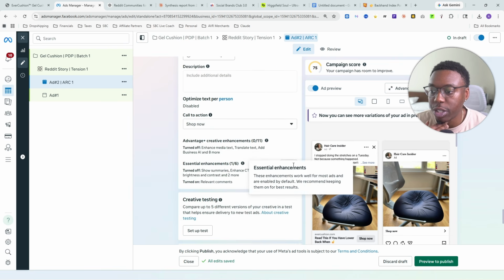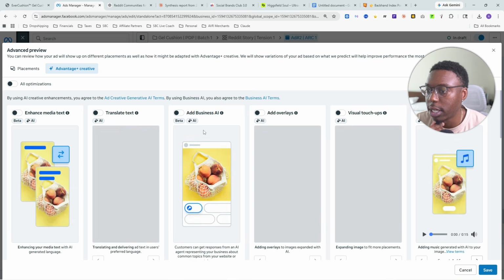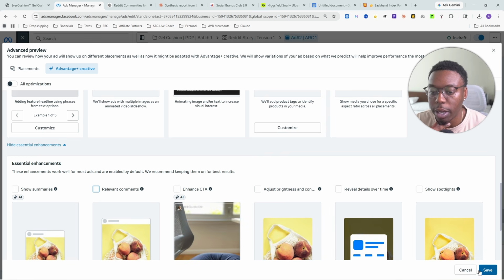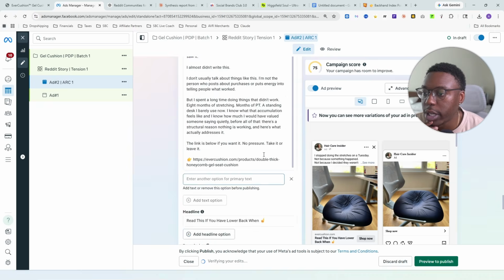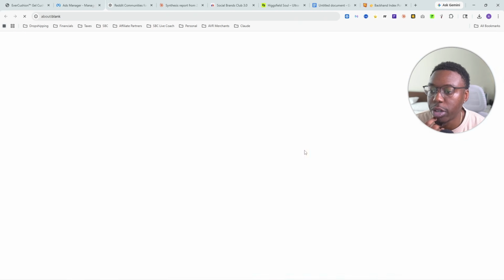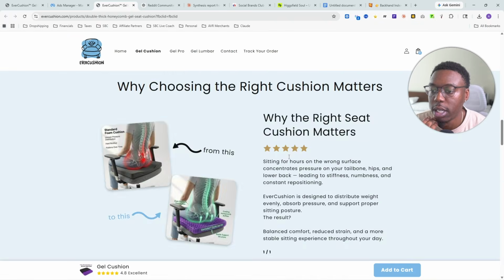You see how essential enhancements is turned on. We can turn all this stuff off in bulk afterwards. I'll show you guys how to do that real quick at the end here, but we'll just do it one more time here. So 0, 0, 0, and just once again, double check, make sure this link here is working and going straight to your product page and everything looks nice, which it is.